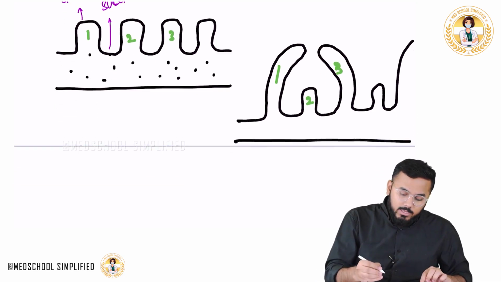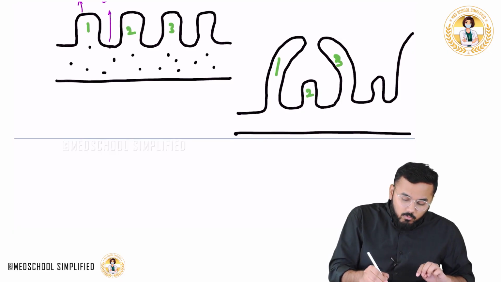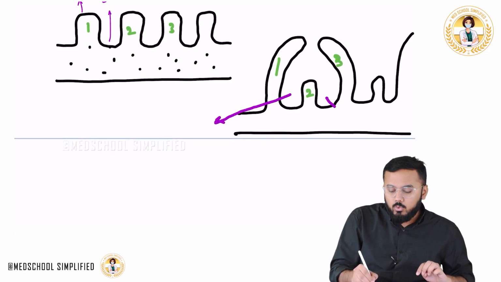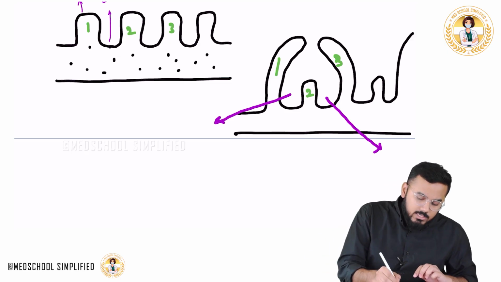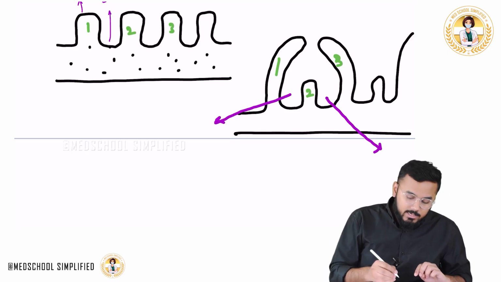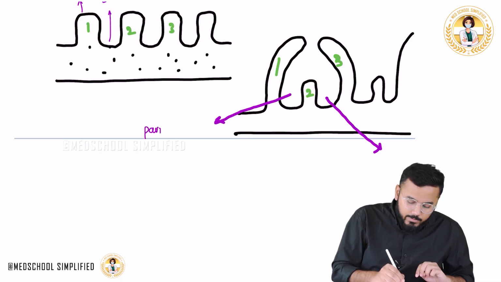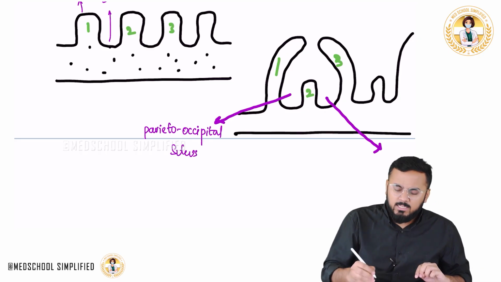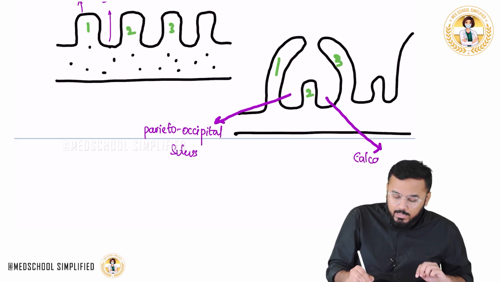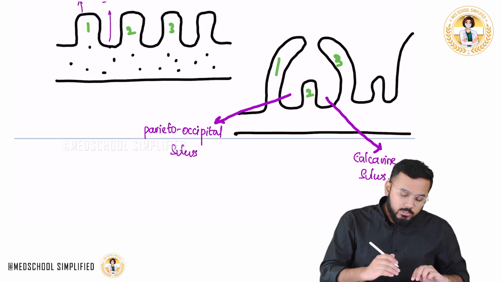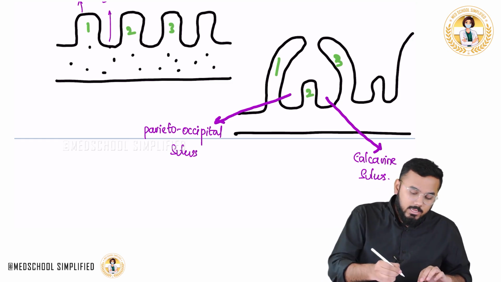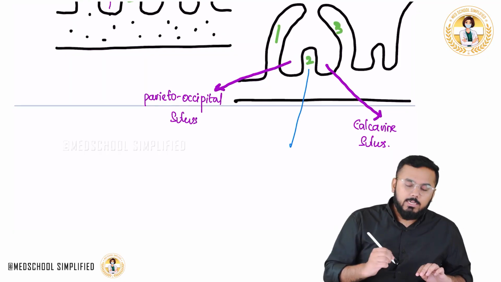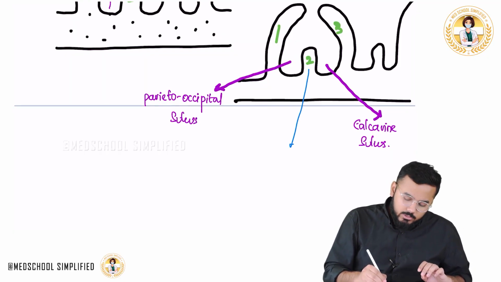Now if you look here, these are gyri, right? Then what is this space? Any space between two gyri, you should call it as sulci. Then obviously these are called as sulci. What is this sulcus here? This sulcus here is called as parieto-occipital sulcus, and this sulcus is called as calcarine sulcus. Okay, if that is parieto-occipital and this is calcarine sulcus, then what is this number 2 in the center? This number 2 in the center is called as gyrus.